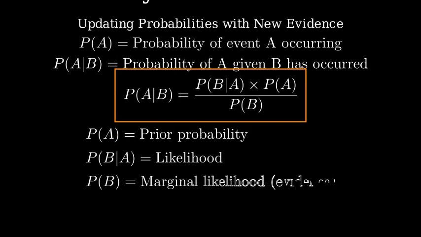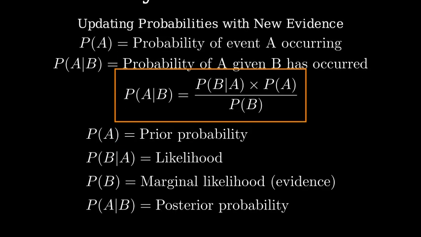Let's break down this formula to understand what each part means. P(A) is called the prior probability, our initial belief about event A before considering the new evidence B. P(B|A) is the likelihood, the probability of observing the evidence B if A is true. P(B) is the marginal likelihood or evidence, the total probability of observing B under all possible scenarios. And finally, P(A|B) is the posterior probability, our updated belief about A after considering the evidence B.